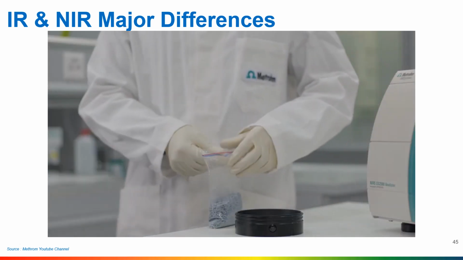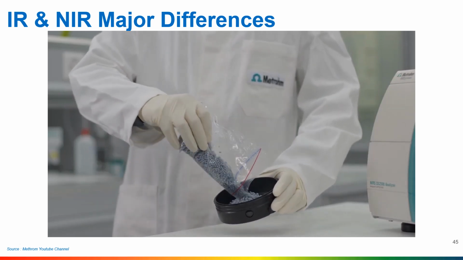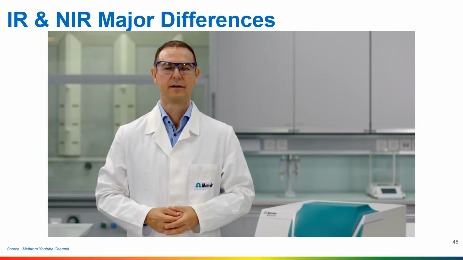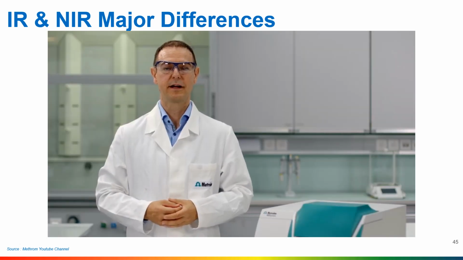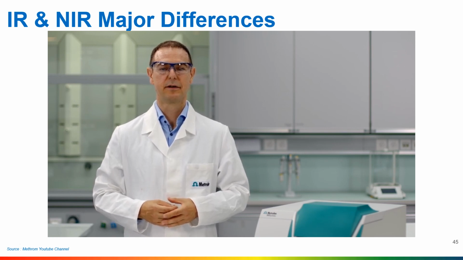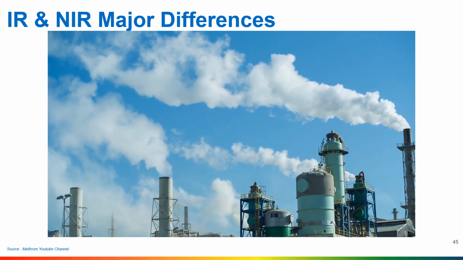Conversely, the absorption of near-infrared light is much weaker and samples can be measured as is, without any sample preparation needed. In addition, longer path lengths can be used when measuring liquid samples with NIR spectroscopy. This is especially useful for online measurements in industrial process environments.